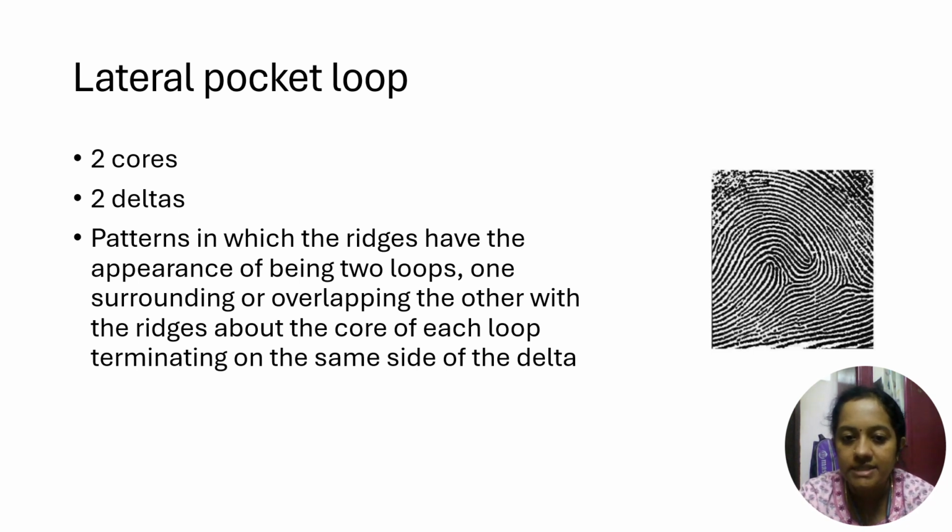In the diagram you can see the ridges about the core, which overlap each other, terminating on the same side of the delta, which is present on the right side. I hope this is clear.